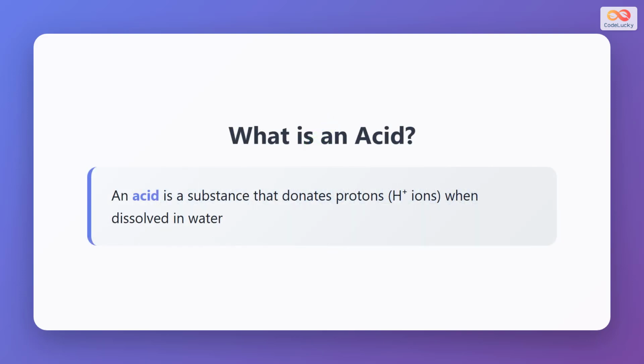Let's start with the definition. An acid is a substance that donates protons, which are H+ ions, when dissolved in water. This is the key characteristic that defines acidic behavior. The ability to donate these hydrogen ions is what makes a substance acidic.